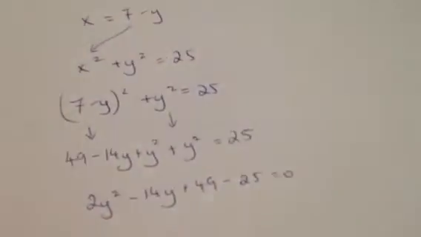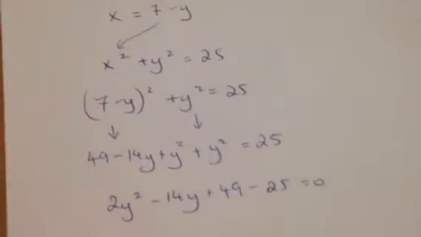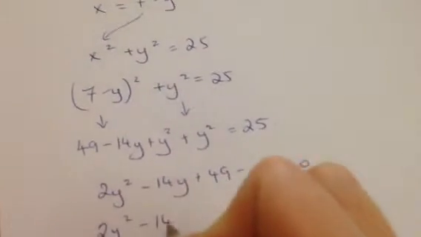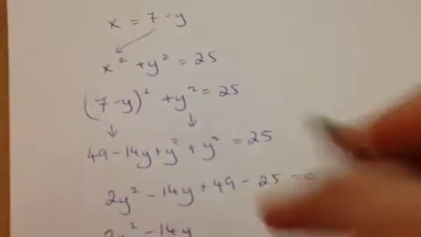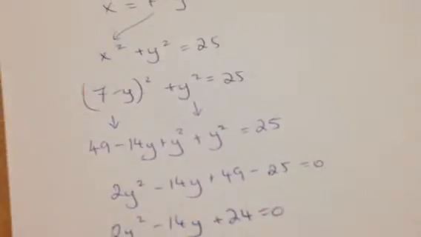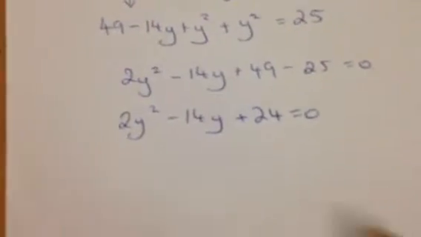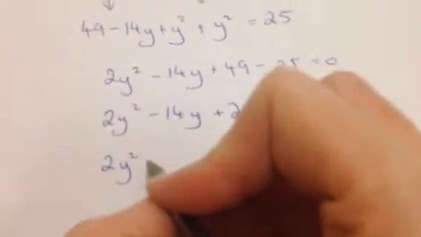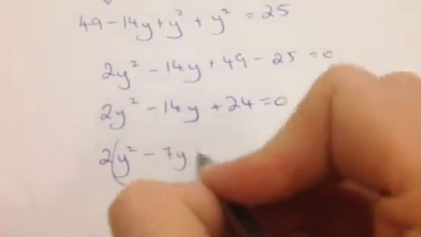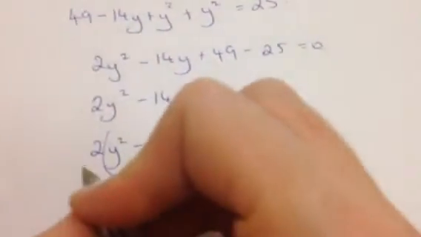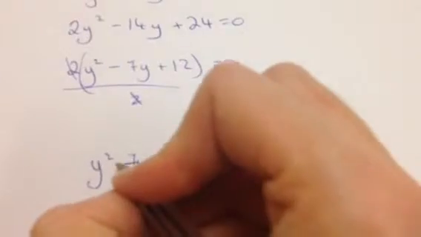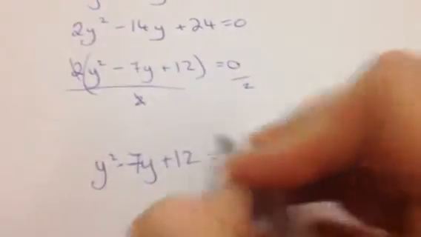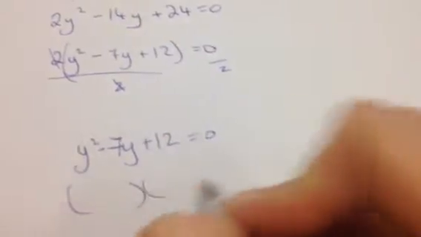I have 2y squared minus 14y and then 49 minus the 25 is 24. Now I could take 2 out in common, or I could try and work it as it is. I'm going to take the 2 out in common and then divide both sides by 2. I'll end up with y squared minus 7y plus 12 equals 0. Factors of the 12 that add to give me 7, or whatever way you want to get your factors.